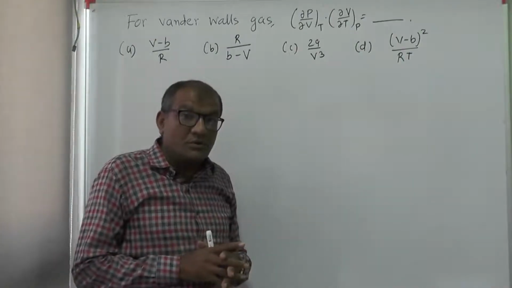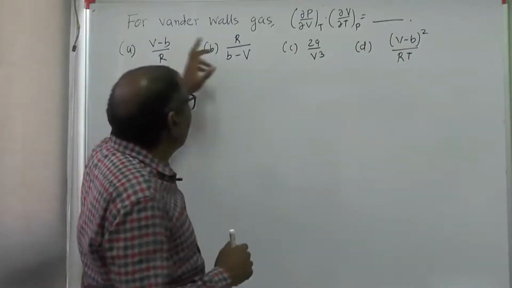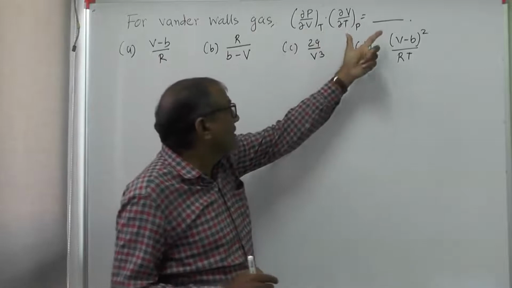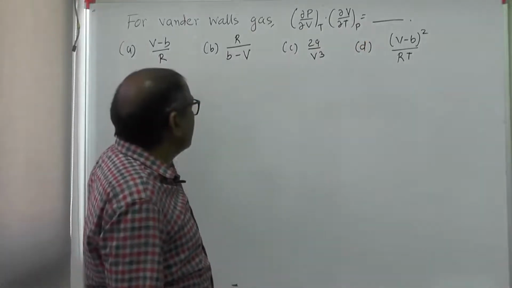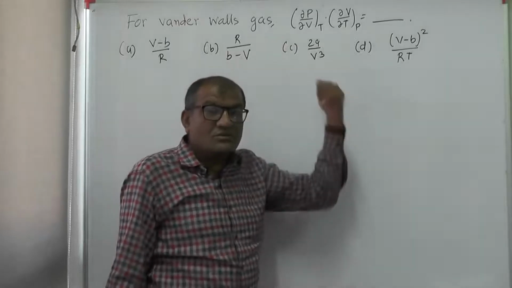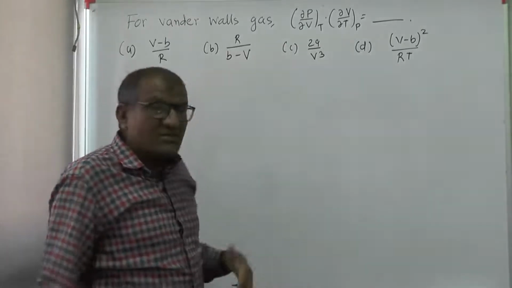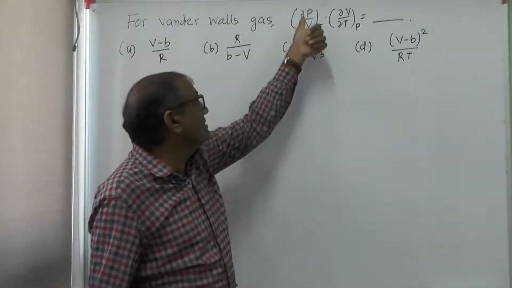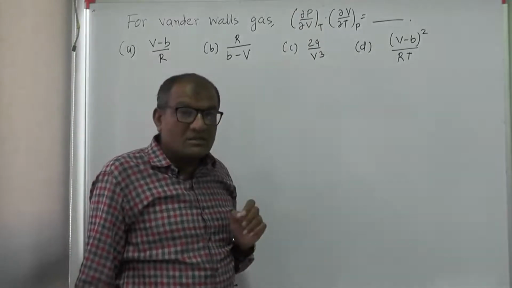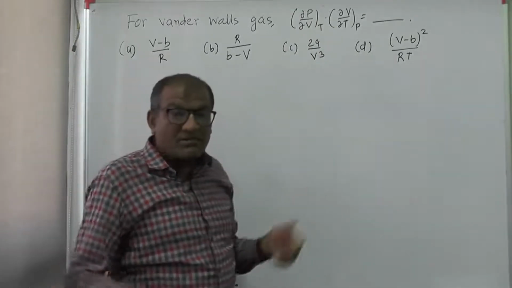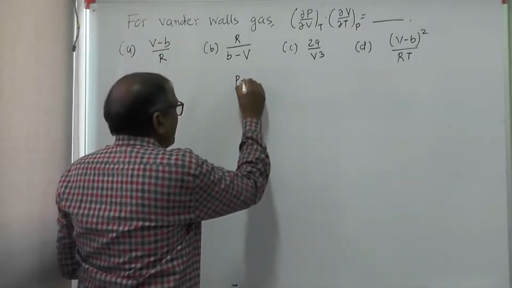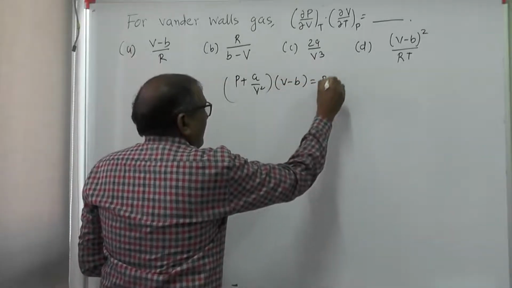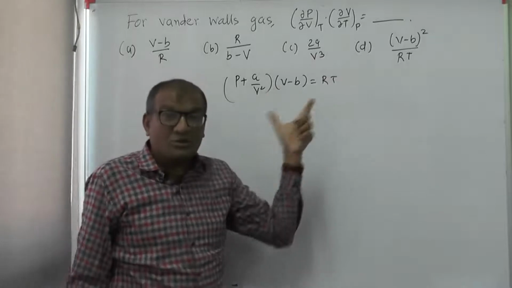We are going to solve one more problem. The statement is: for van der Waals gas, the multiplication of these two partial derivatives is equal to blank, and the options are given A, B, C, D. Choose the correct one. In this case, we have to solve this problem. There are two ways to solve this problem. The first way is del P over del V at constant temperature. For van der Waals gas, we know the van der Waals equation of state: P plus something, V minus B equal to RT.